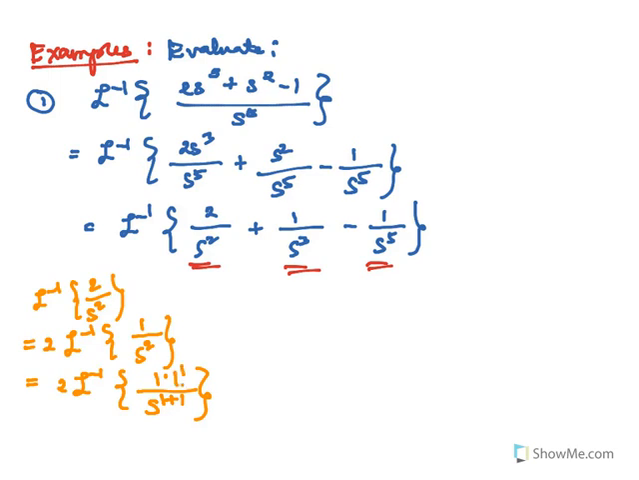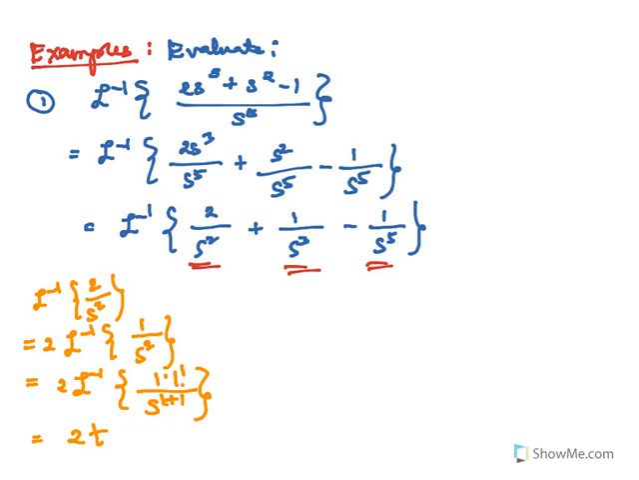So this one is straightforward, 2t. Kasi andyan na yung form. This is n factorial over s to the n plus 1. So that's 1 factorial over s to the 1 plus 1 where n is equal to 1. So that's t to the n. So basically, you have t to the 1 or you have here 2t.